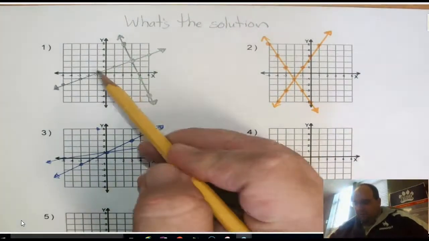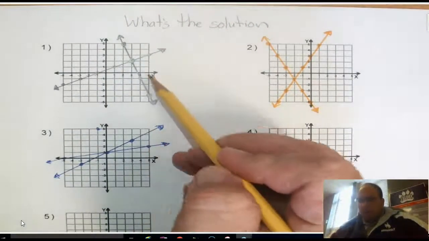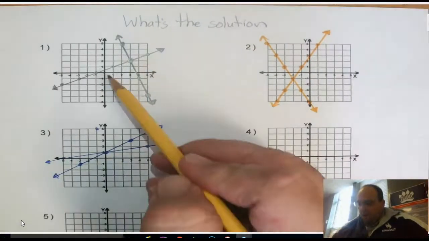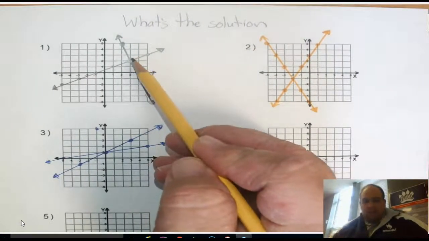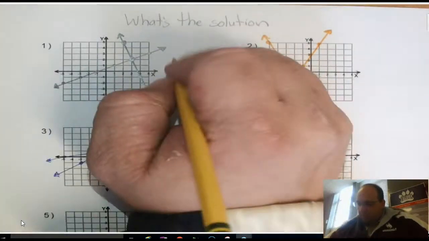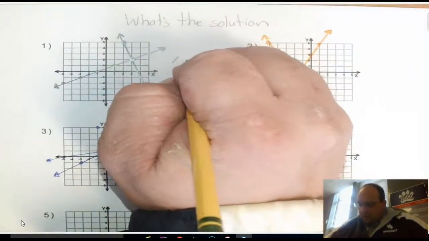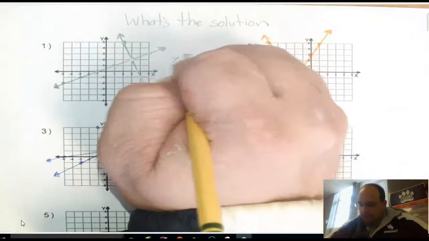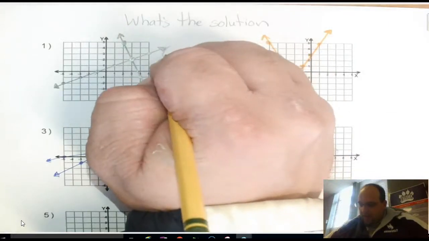So what I have here in number one is two lines that are intersecting at a point, okay? I know that it's a one solution because these two lines are intersecting at one point. So what I'm trying to find out is what is the solution to these equations. So at what point do they meet? Remember, when we do this, we're going to give an x-coordinate and then a y-coordinate, okay? We should always give it in that order.